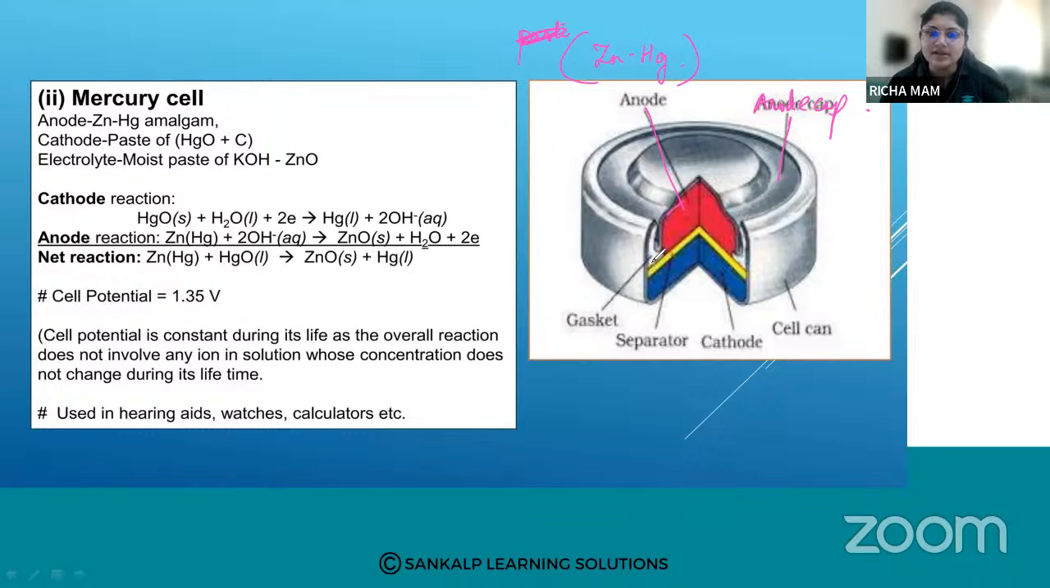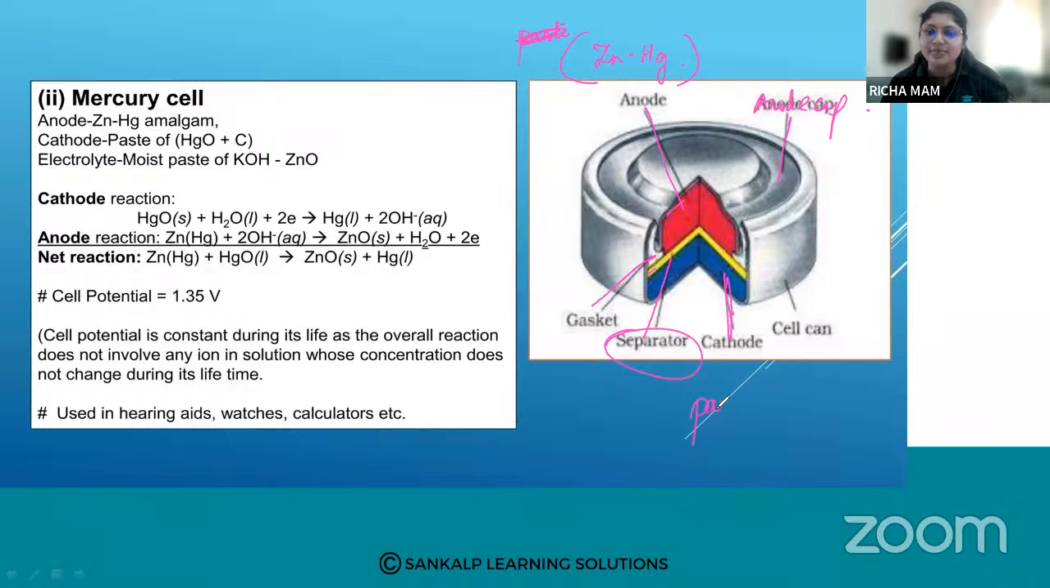Then the space here is called the gasket. In between the anode and cathode, there is a separator. The yellow color is the separator. Then your cathode is there.